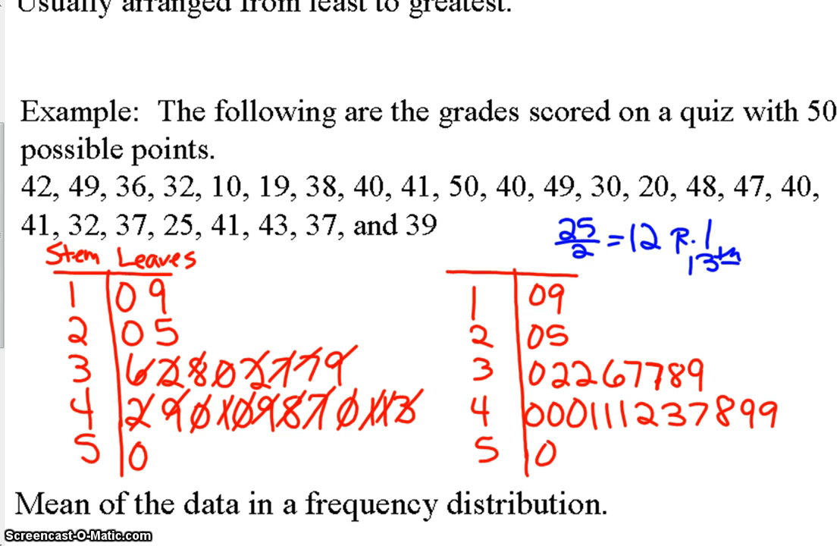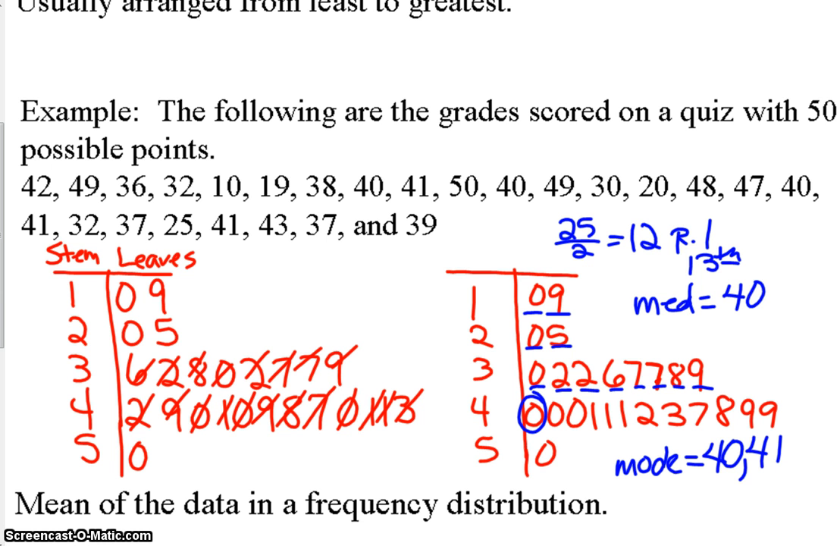So I count in from the top 1, 2, 3, 4, 5, 6, 7, 8, 9, 10, 11, 12, 13. So my median is 40. And this data happens to be bimodal. It has two modes. I have a mode of 40 and a mode of 41.